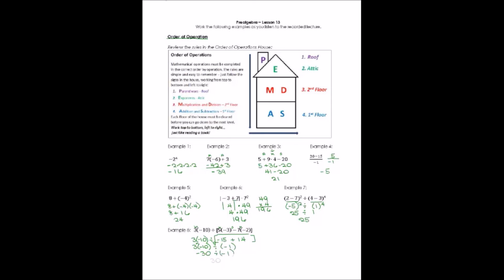Now, I can put parentheses around that if it helps you. A negative divided by a negative. Those rules are the same as multiplication for negatives. An even number of negatives, positive answer. So 30 divided by negative 1 is a positive 30.